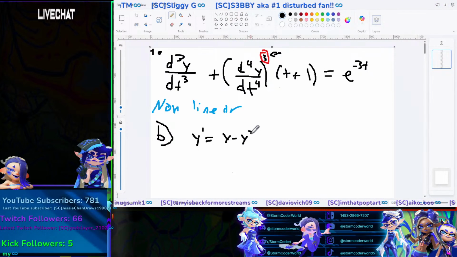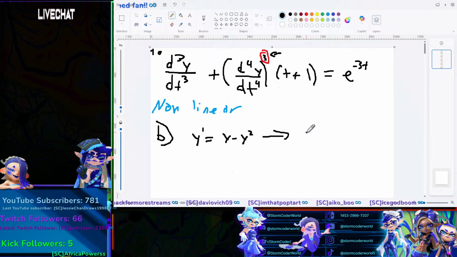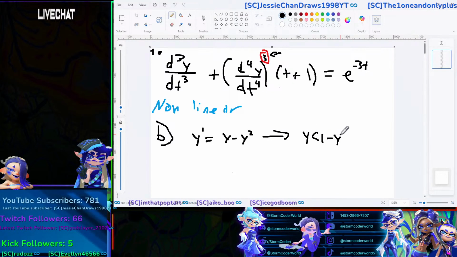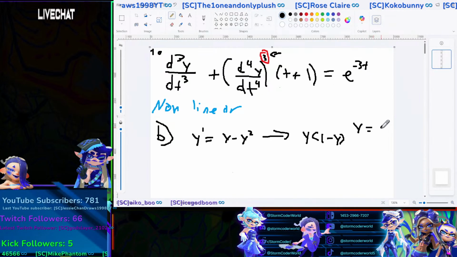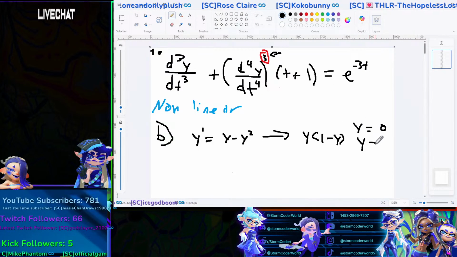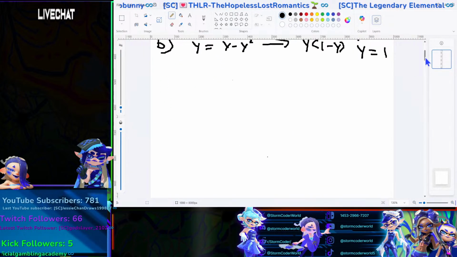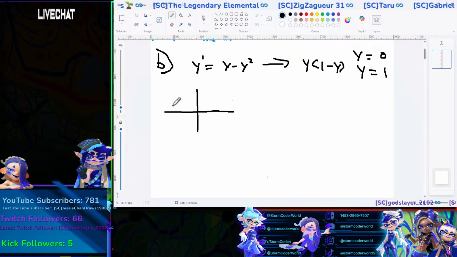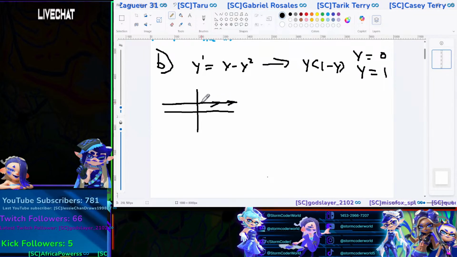So y squared. One thing I can do is factor this, so this just becomes y(1 minus y). This makes it pretty easy to tell which is what. So I have lines at equilibrium points at these two numbers here. Scroll down a little bit here. Keeping this in mind, I have a direction field, and then I have another line here where we just get lines across.